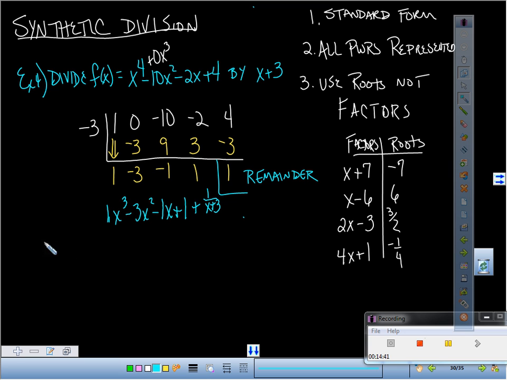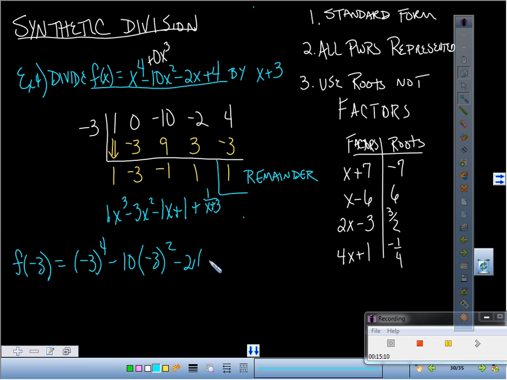What if I asked you to find, if this is f of x, what if I asked you to find f of negative 3? What am I wanting you to do? Yeah, plug negative 3 in for x here. So don't get your calculators out, people. I think we can handle this. All right? So negative 3 to the fourth minus 10 times negative 3 to the second minus 2 times negative 3 plus 4.